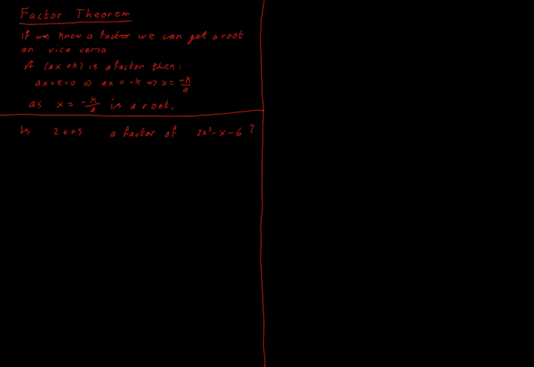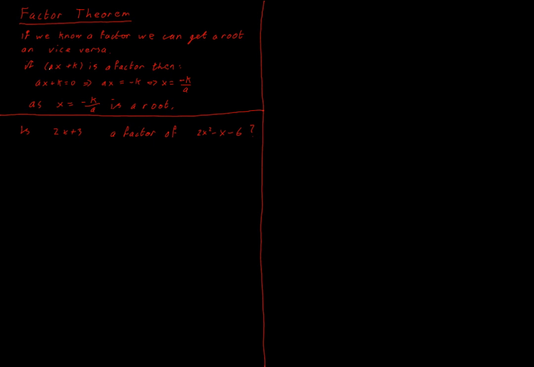different language around it. But the factor theorem just says that if we know a factor of a polynomial or of a function, then we can rearrange that factor in order to get the root of a function, and vice versa. If we know the root of a polynomial, then we can rearrange that in order to get a factor of a polynomial. We've been doing it for years. We just perhaps didn't know that it was called the factor theorem.